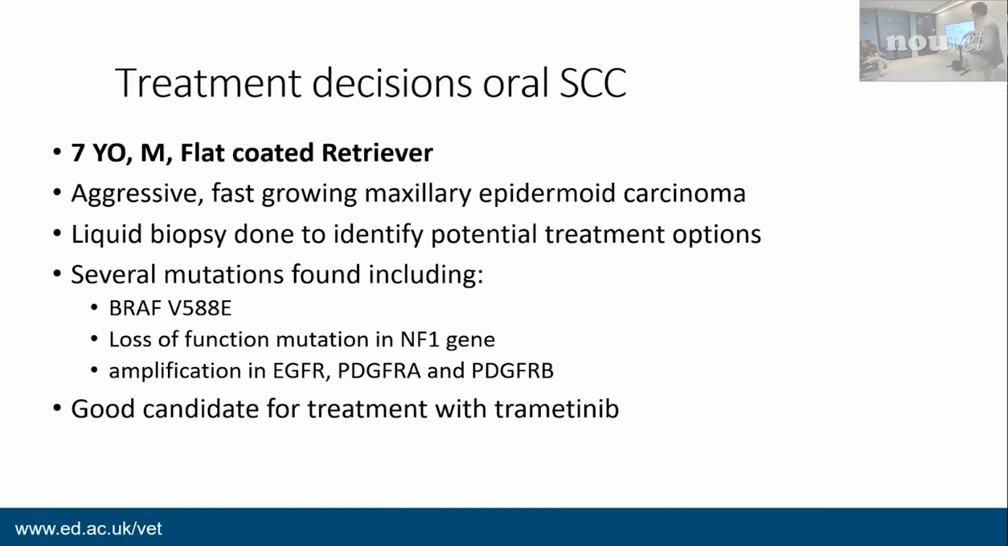So some treatment decisions. There was a 7-year-old flat-coated retriever with an aggressive mass in the mouth, a maxillary epidermoid carcinoma. The vet sent us a liquid biopsy to identify potential molecular targets. And just as I mentioned, there's a frequently recurrent BRAF mutation in this type of patients, and this is what we found in this patient as well. There is a loss of function mutation in the NF1 gene and amplification in EGFR and different PDGFRs. So this would be a very good target, and the dog was started on trametinib for treatment of this oral carcinoma.